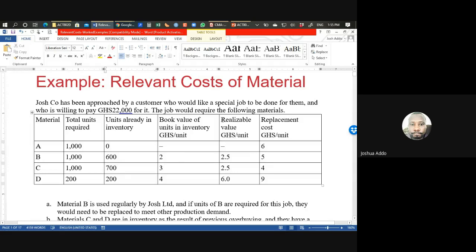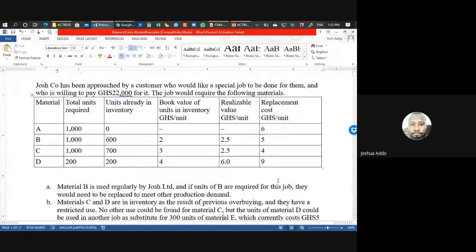Then this column is realizable value per unit. None for material A, 2.5 for material B, 2.5 for material C, and 6 cedis for material D. Replacement value or replacement cost per unit, 6 for material A, 5 material B, 4 material C, 9 material D. This is the information we have about the material that the contract requires.